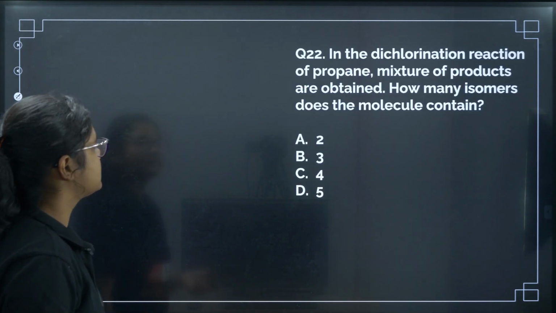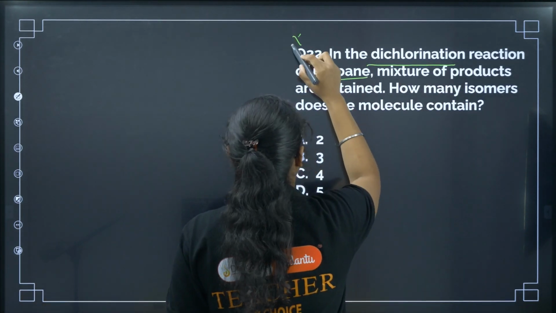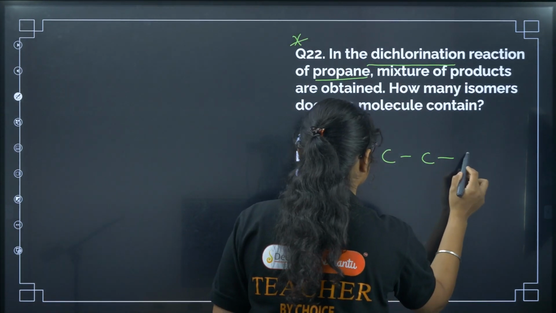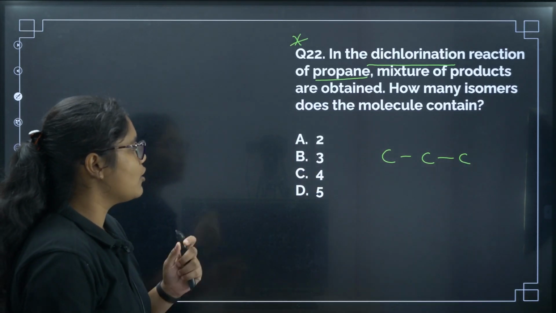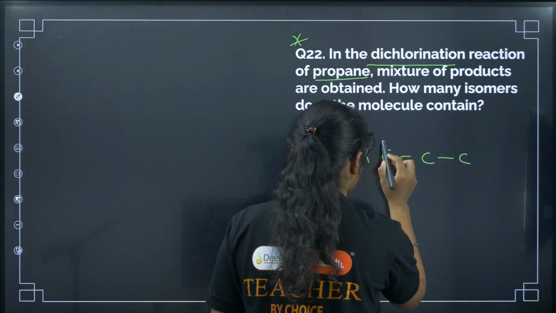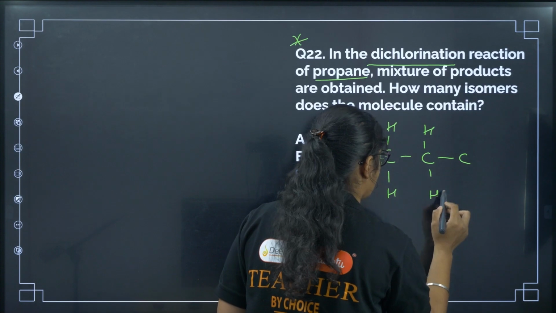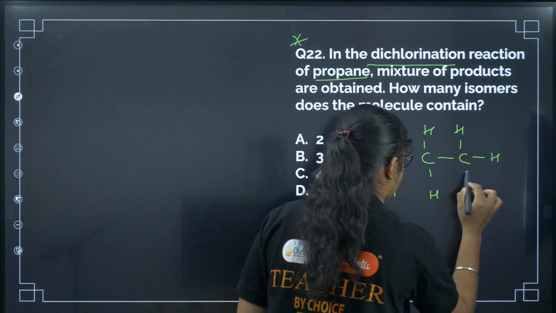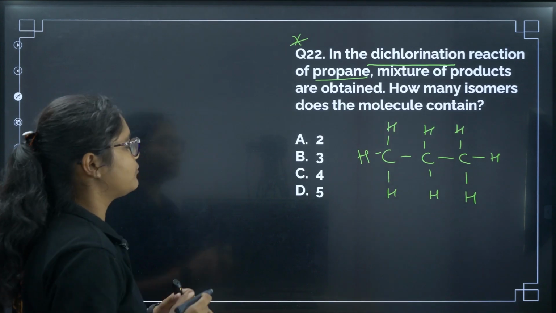Okay. Next, in the dichlorination reaction of propane. So this is a good question. In the dichlorination of propane, a mixture of products is obtained. How many isomers does the molecule contain? So if you see, we have propane. Now in the dichlorination of propane, what products can we form?